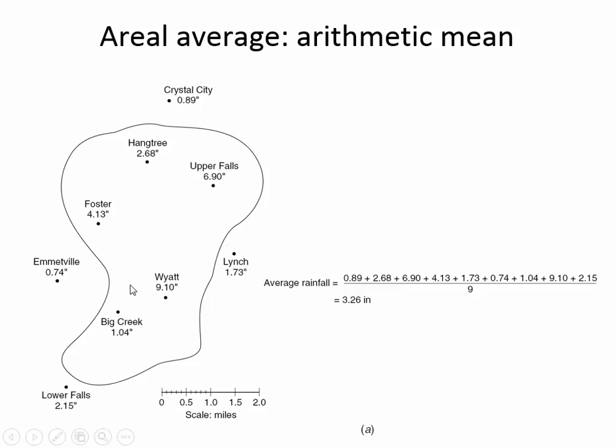So we want to know what's the average rainfall inside of this watershed. The areal approach just says take all of the gauges in the area, whether it's outside but pretty close to the boundary or inside the boundary, and give them an equal weight.